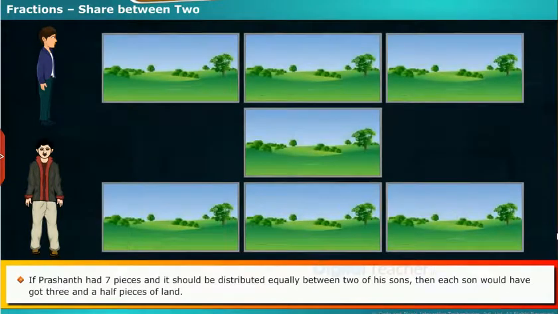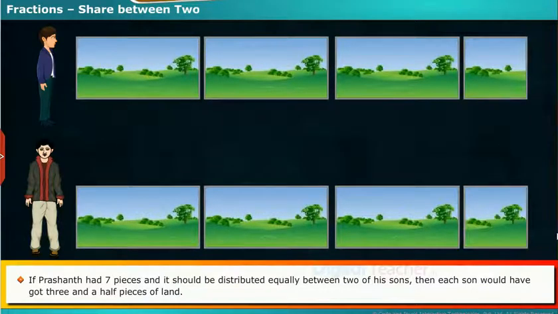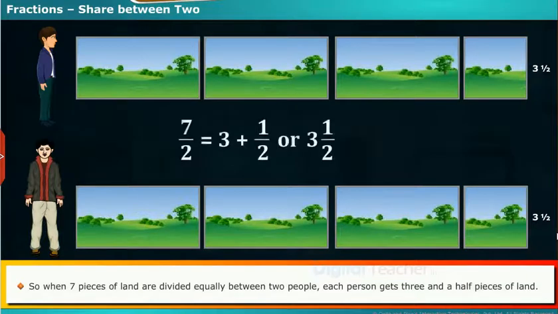If Prashant had 7 pieces and it should be distributed equally between 2 of his sons, then each son would have got 3.5 pieces of land. So, when 7 pieces of land are divided equally between 2 people, each person gets 3.5 pieces of land.